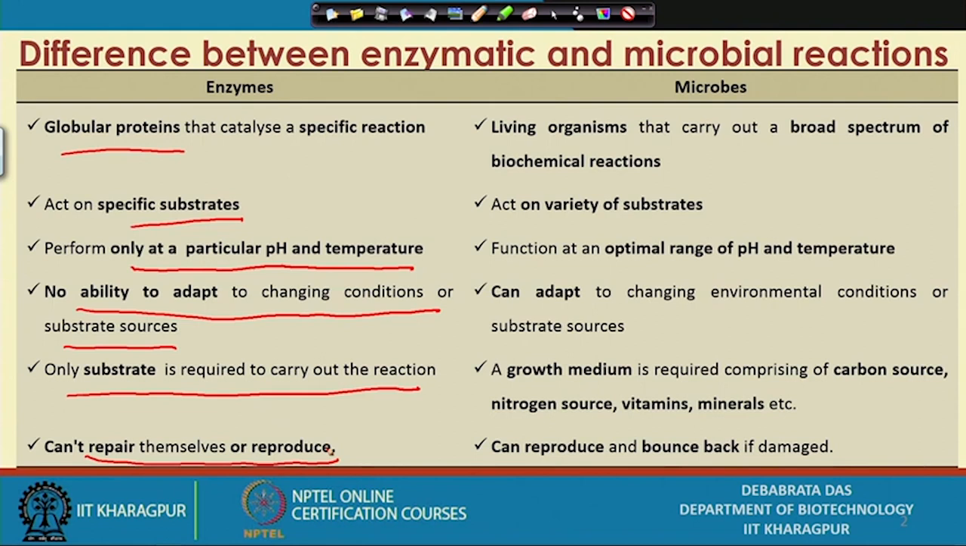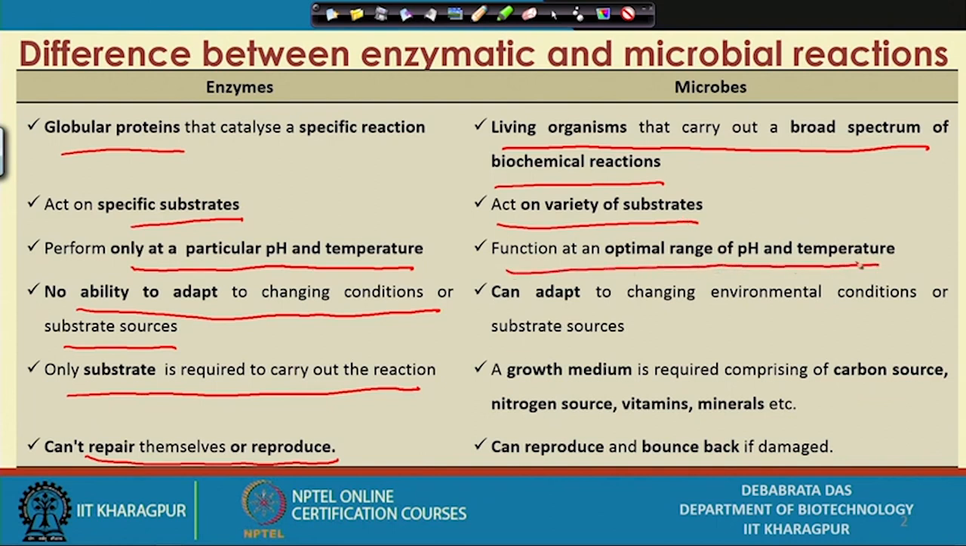Now, if you look at the microbial system, it is a living organism that carries out a broad spectrum of biochemical reactions. I already mentioned that the same substrate can produce different types of products, and microbes act on a variety of substrates. They can use not only glucose but different substrates as raw materials, function in an optimum range of pH and temperature, and can adapt to changing environmental conditions and substrate. Let me tell you that this is the typical characteristic of the living system. What is the typical characteristic of the living system? It is the acclimatization property.